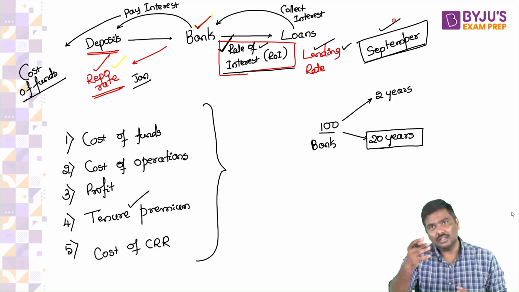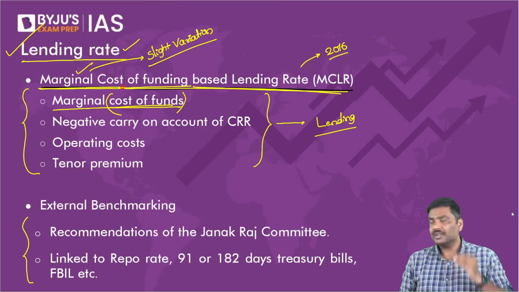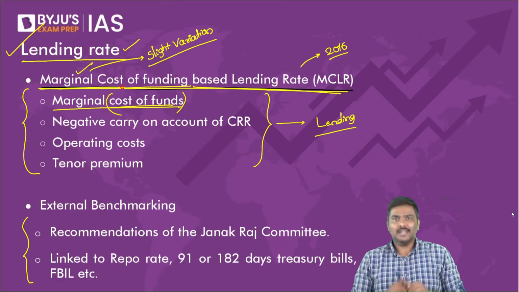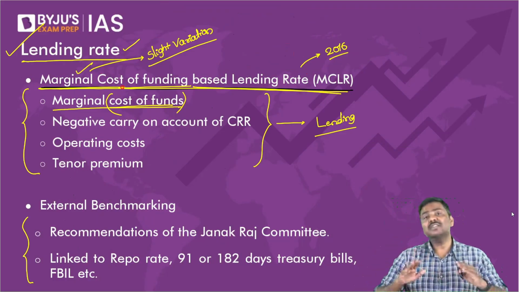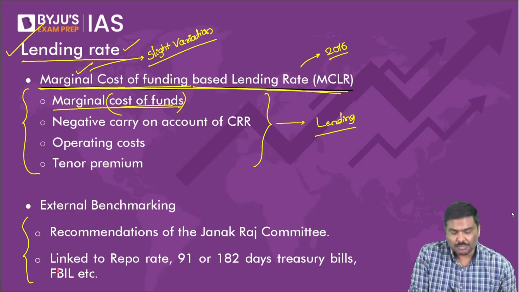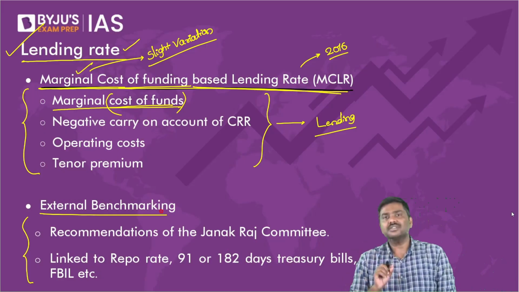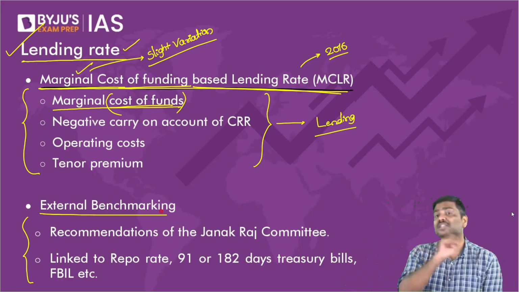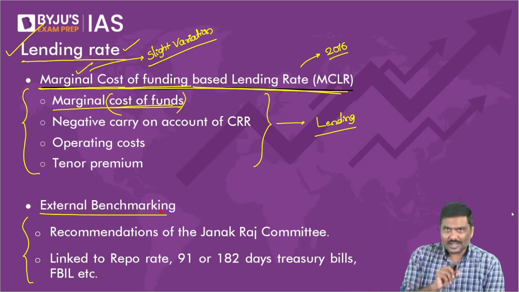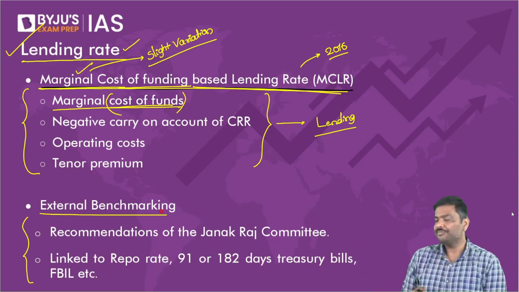RBI said this is a problem then. And that is the precise reason, now have a look at this. In the last 2 to 3 years, RBI has introduced a new system by the name of external benchmarking. Very, very famous now. Now, what is the concept of external benchmarking? Follow the discussion very carefully.